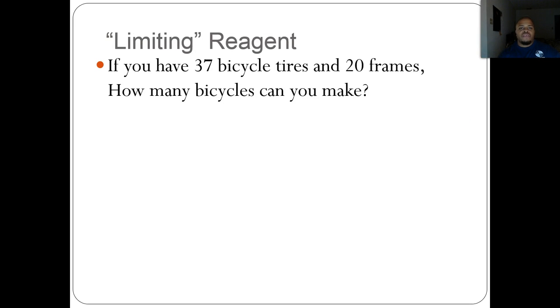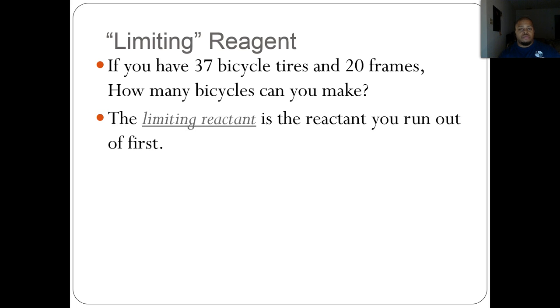Now, if you have 37 bicycle tires and 20 frames, how many bikes can you make? Well, based on what we know, each bike needs 2 tires and 1 frame. So let's see, how many bikes can I actually make? Or the better question is, which will I run out of first? Will I run out of bicycle tires, or will I run out of frames first?